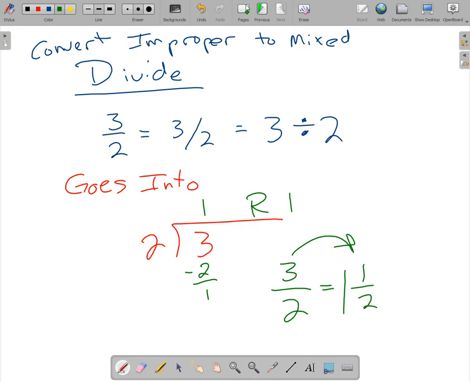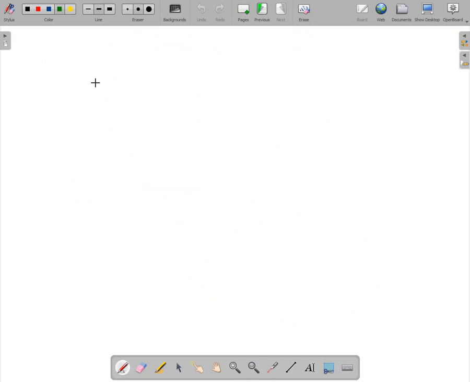Yeah, so just test this idea on another fraction. Suppose we had 7/3. What is this as a mixed number? Now, sometimes we can just look at these and do it in our head. 3 goes into 7 how many times? 2, with 1 left over. So 2 and 1/3 would be the answer.